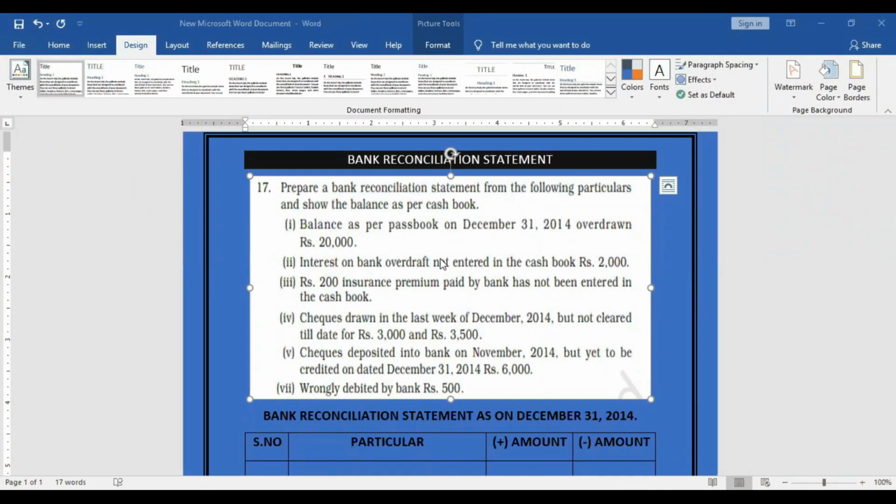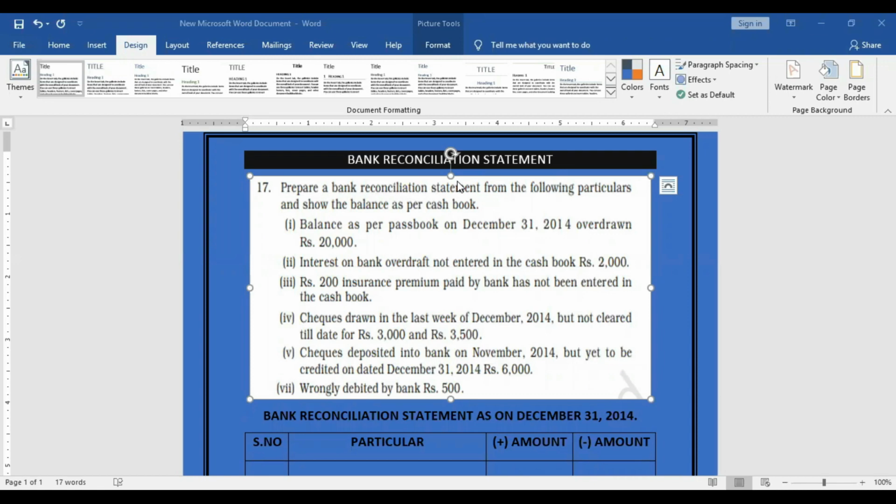In this video, I will explain the bank reconciliation statement, question number 17, NCERT, chapter 5, DRS, 11th accountancy. As I have already made three videos: DRS numerical question 1, balance as per cash book.